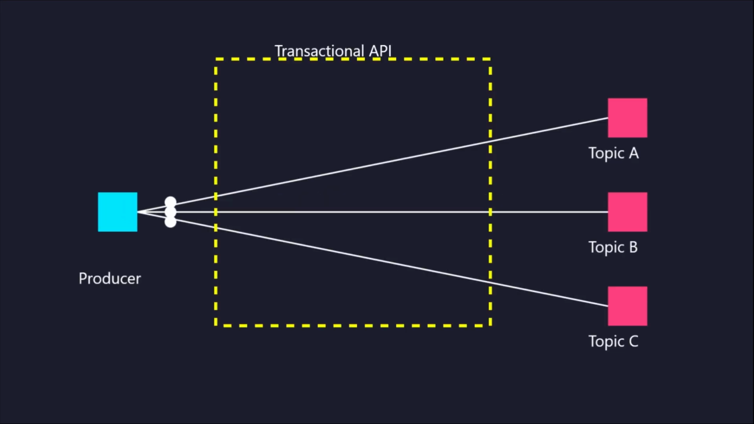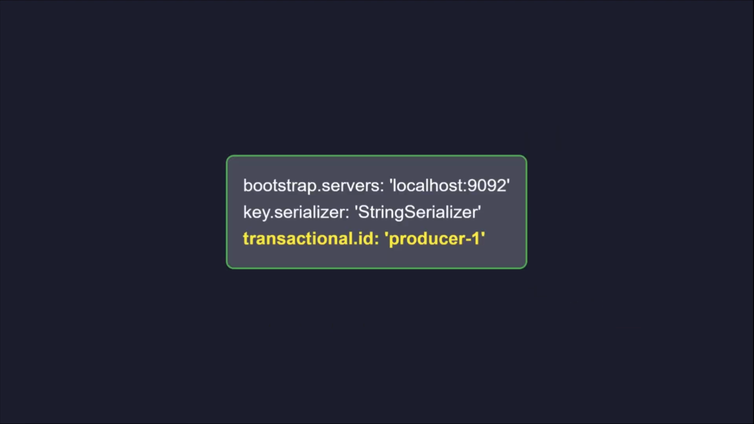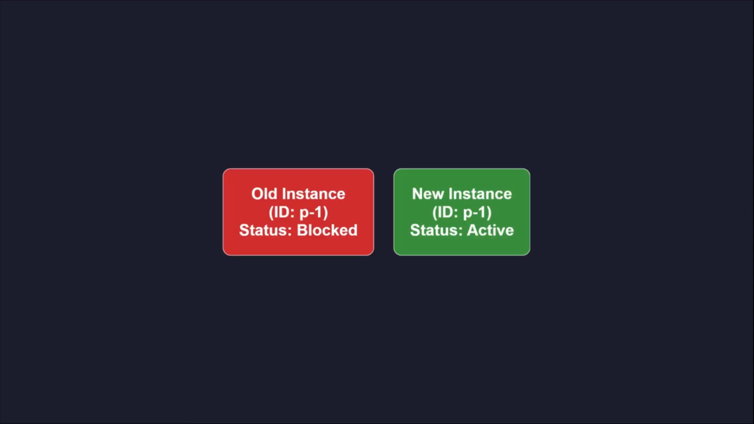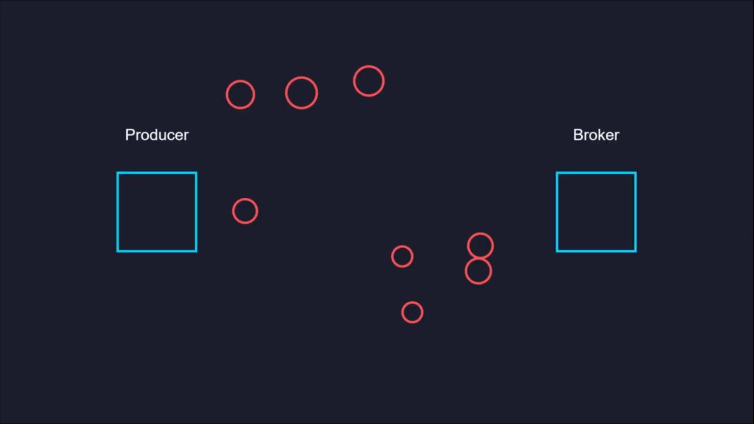For systems requiring exactly-once semantics, Kafka provides a transactional API. It allows you to send messages across multiple topics as a single atomic unit. To enable transactions, set the transactional ID property in your producer config. This unique ID identifies the producer instance across restarts to prevent zombies.